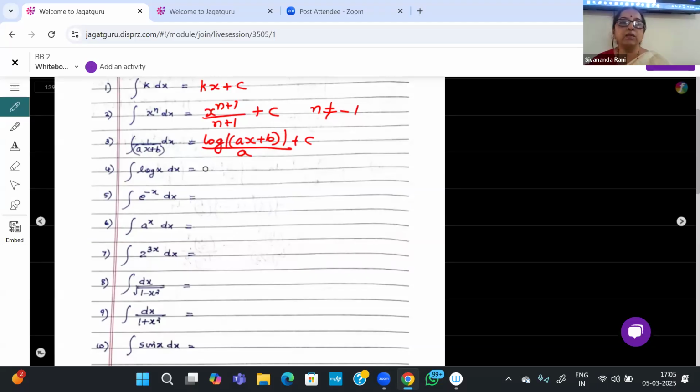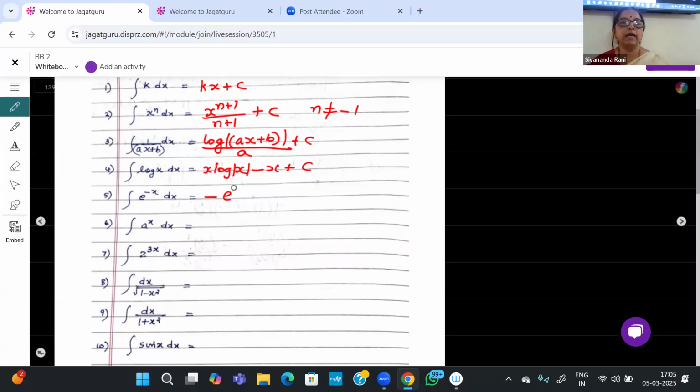And log x, many students write the result as 1 by x. That's why I gave this. But actually, it's an unknown function, okay? So its integral has to be done using parts. So x log x minus x is the handy solution.